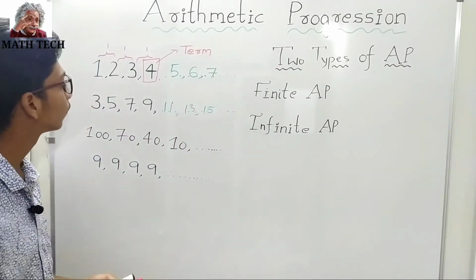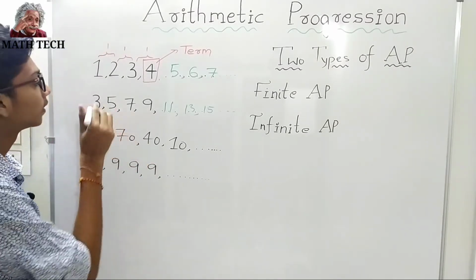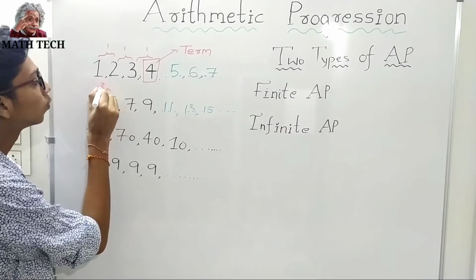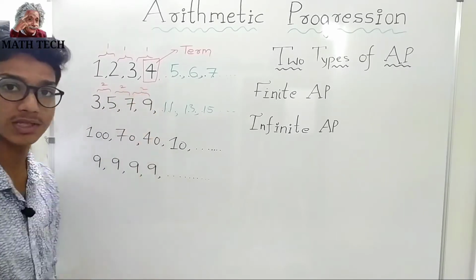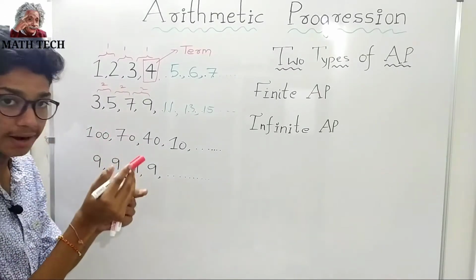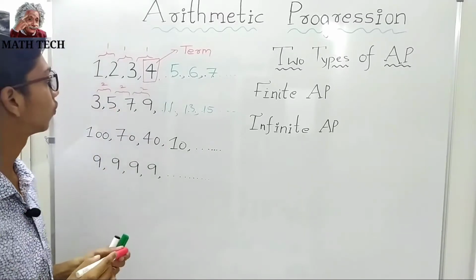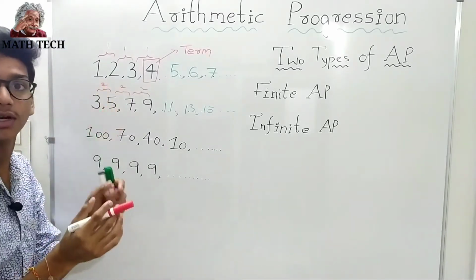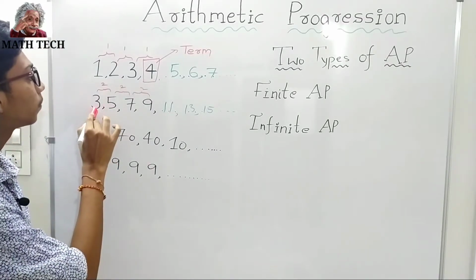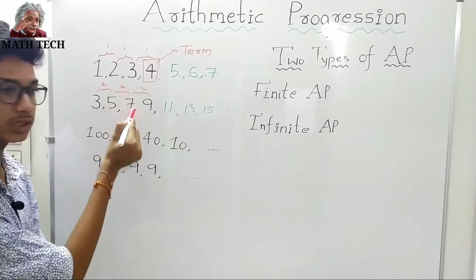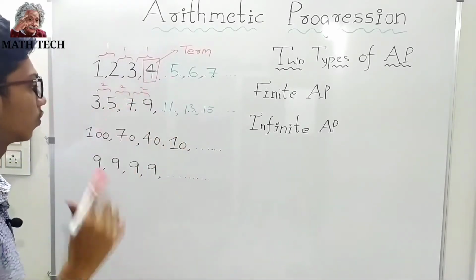So here also the difference between two consecutive numbers is 2, and if we add 2 to the preceding term, we obtain the successive term. So 3 plus 2 is 5, 5 plus 2 is 7, 7 plus 2 is 9, 9 plus 2 is 11, and it goes on.